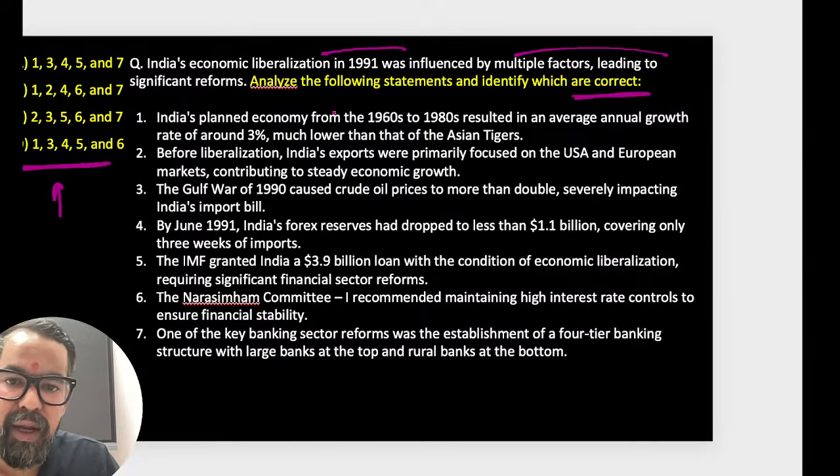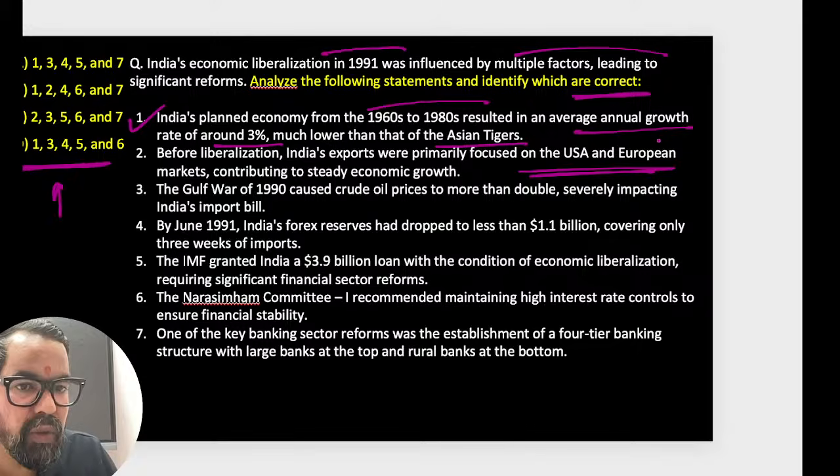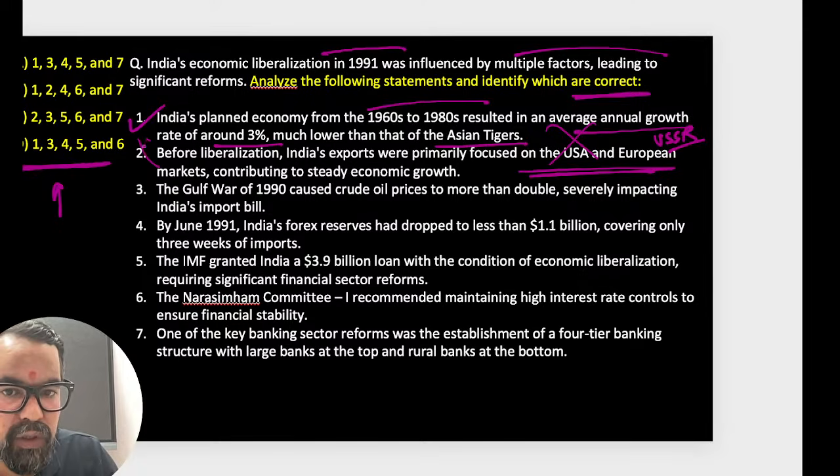India's planned economy from 1960 to 80 resulted in an average annual growth rate of 3%, much lower than the Asian tigers. Before liberalization, India's exports were primarily to the US and Europe. No, it was the USSR, primarily. So statement 2 is wrong.